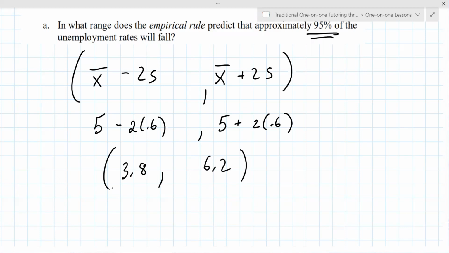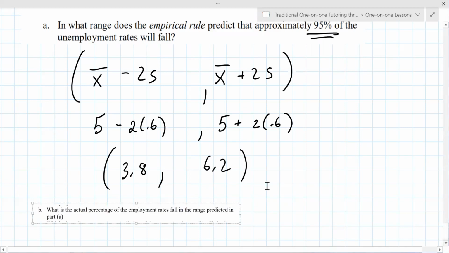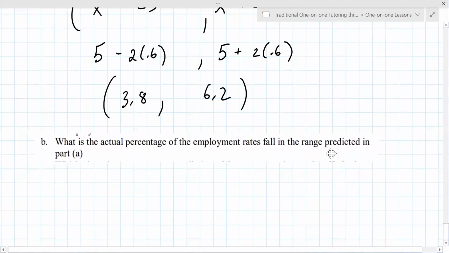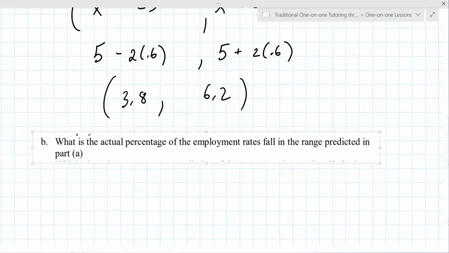And that's it for part A. For part B, it's saying, well, okay, great, you've given me the numbers, but how much of the actual data falls in this window? So let me snip in the data, and all we're trying to decide is yes or no.